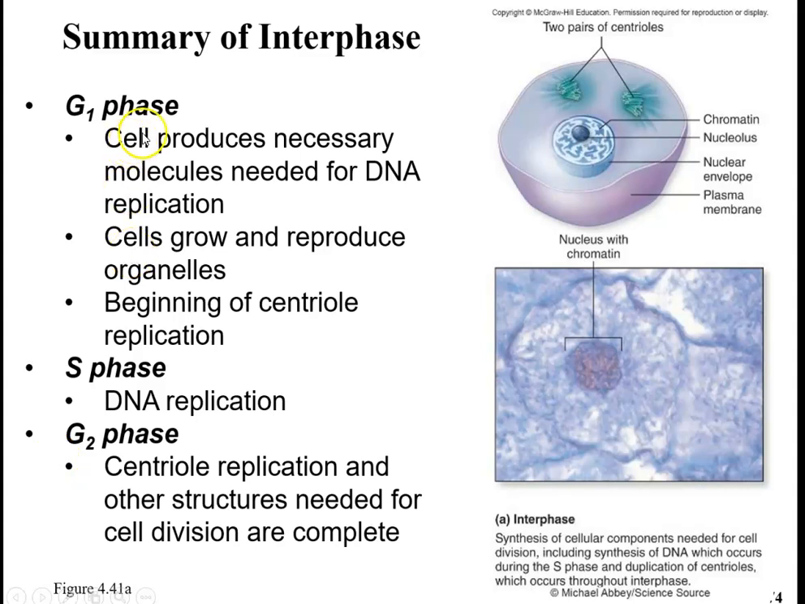So in summary, you have the G1 phase where the cell produces necessary molecules needed for DNA replication. The cell grows and reproduces organelles, and it's the beginning of centriole replication. Then you have S phase. This is where DNA gets replicated. And then G2 phase, the centriole replication and the other structures needed for cell division get completed.